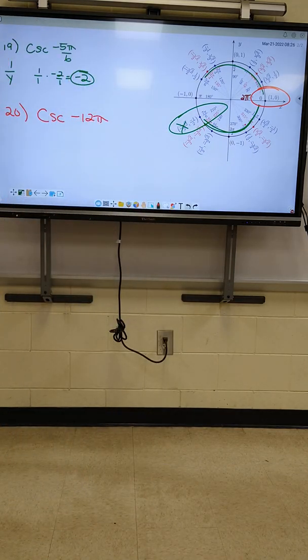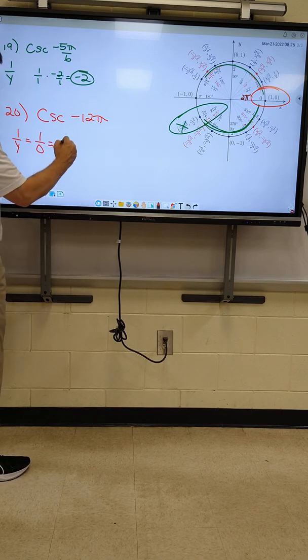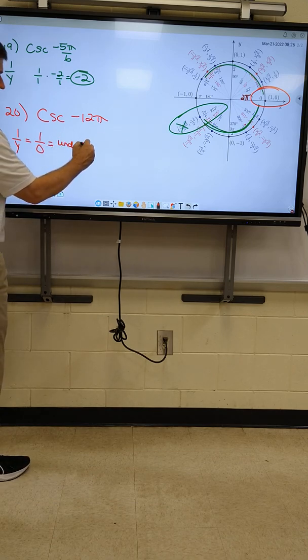So this is going to be an easy problem. Cosecant's 1 over y, which is 1 over 0. When 0 is below the line, what's your answer? Undefined, or no solution.